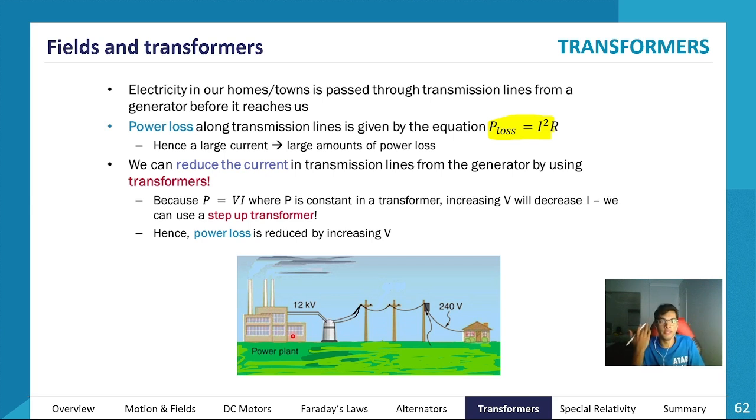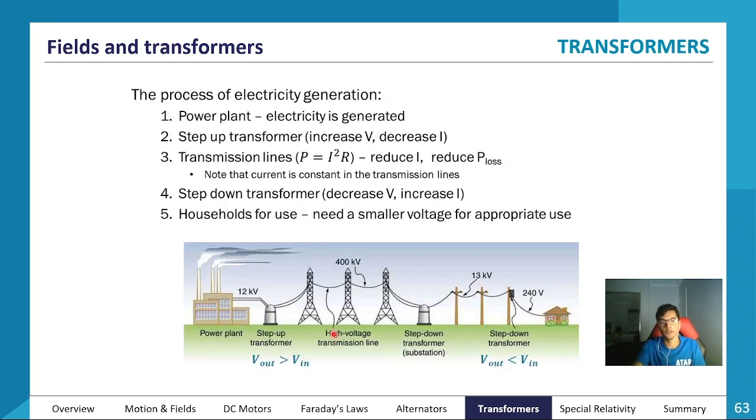This equation of power loss is given by I squared R. If we have current and some sort of resistance, the power loss increases by a factor of I squared, which is a lot. If you want to decrease the amount of power that is lost during transmission, we have to use a transformer, and more specifically, a step-up transformer.